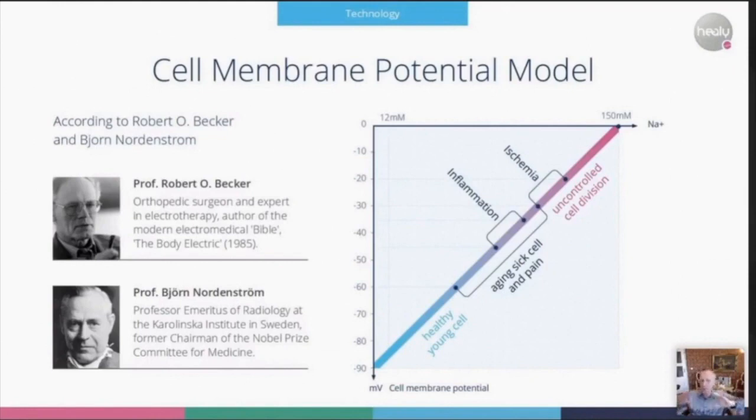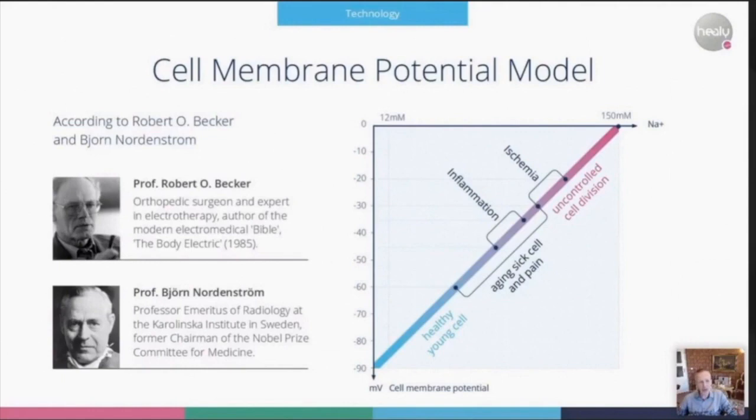So in future, in the company presentation and in the manual and everywhere, this actualized model of the cell membrane potential will replace the one which we had before. The old one is not wrong. The new one is more precise and more scientific. So if you get the new one, you can put both of them next to each other and you will see how they actually correspond to each other.